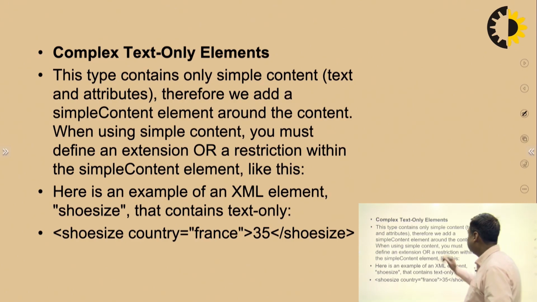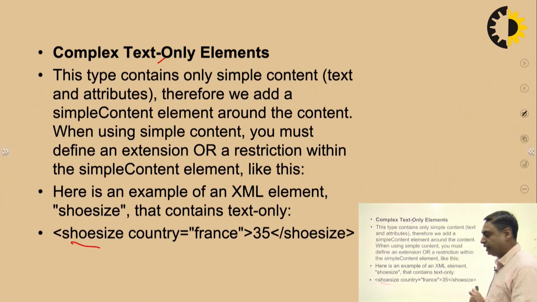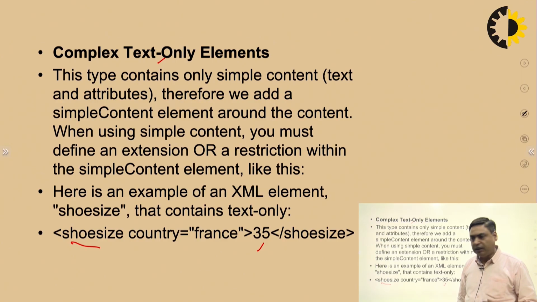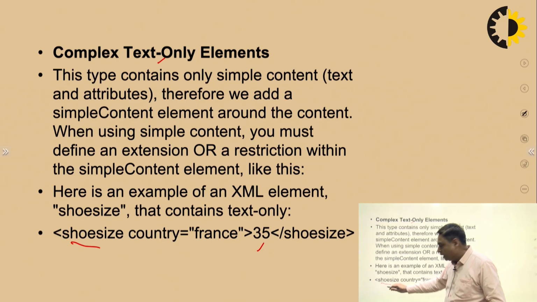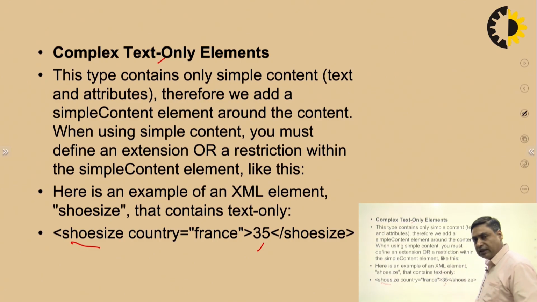Next we have a complex element that contains only text. Here, shoe size is an element and it may have any content. It may have text, it may have a number also, it can have anything. In this example, it is an integer that we will define later. So it is an XML file that has an element named shoe size and an attribute named country, and it can have any data within this element. There is no other element, but we can have any text. I want to define the XML schema for this XML file.